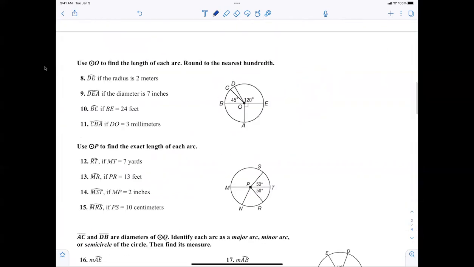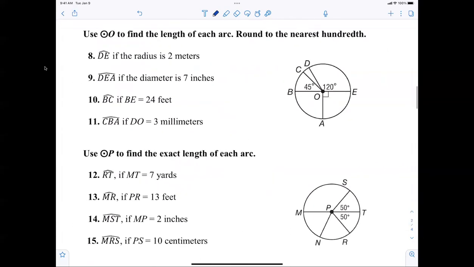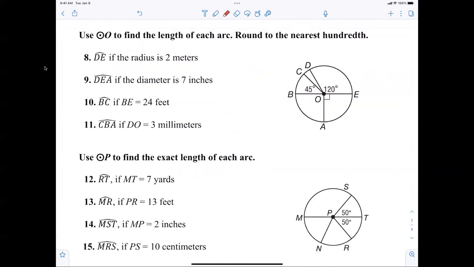All right, so here we go over here. Now notice it says use circle O to find the length. Now we're finding length. I tried to get rid of this, but I left it. Round, I don't like rounding. What do I like? Exact. So that's one less thing you have to do. So, find DE if the radius is 2 meters.